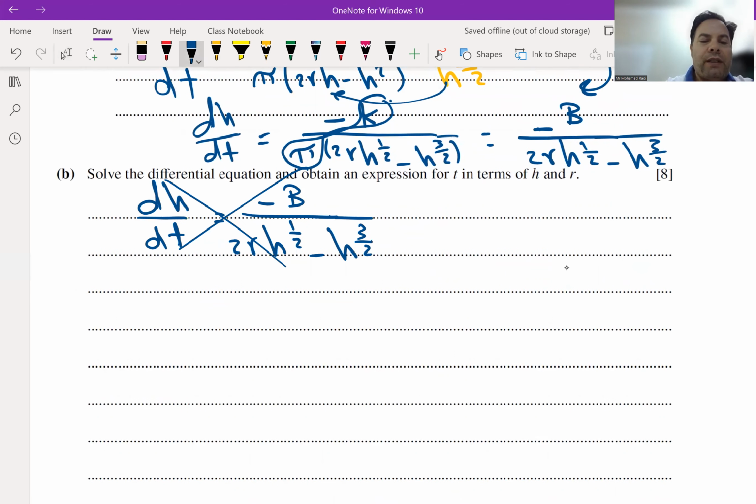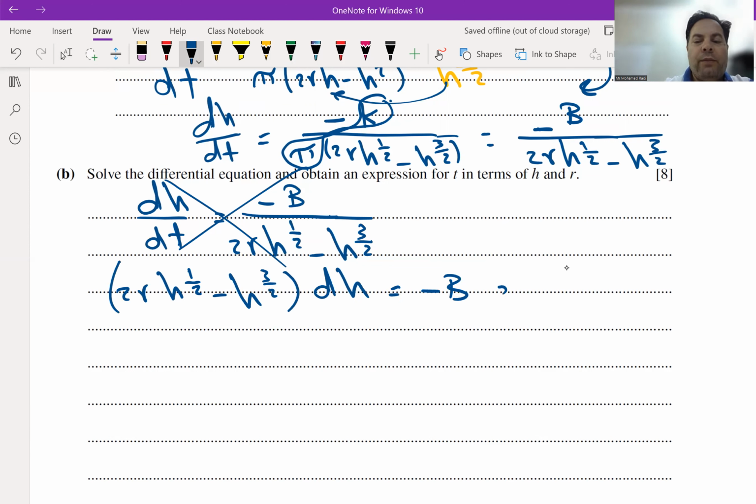So by taking dt with b and dh with this expression, (2r h^(1/2) - h^(3/2)) dh = -b dt. Then start to integrate both sides.